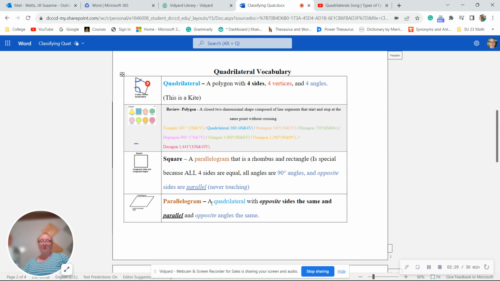A parallelogram is a quadrilateral with opposite sides, so this side and this side, like top and bottom or side to side, the way we would be looking at it, they're parallel, so they never touch, and the opposite angles are the same. So like this top angle and this angle would be the same, and this angle right here and this angle right here, the two acute angles, they would also be the same.